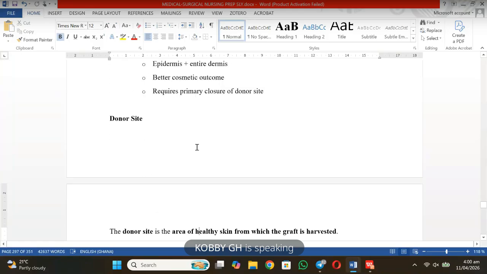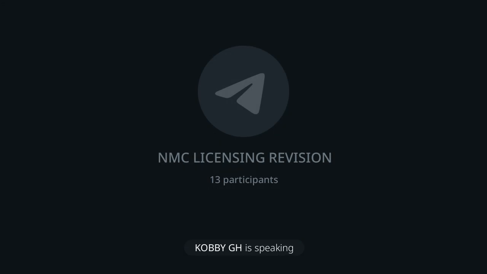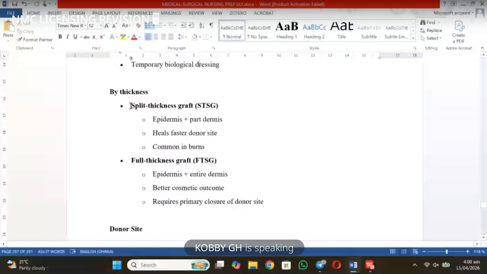Now, with skin grafting, we have types, and the types depend on the thickness of the graft, meaning the skin that you are taking from the donor site. If you are picking the epidermis and part of the dermis, we call that a split thickness graft. So if you hear the doctor say they are going to do a split thickness graft, it means that at the donor site they've taken the epidermis and part of the dermis.